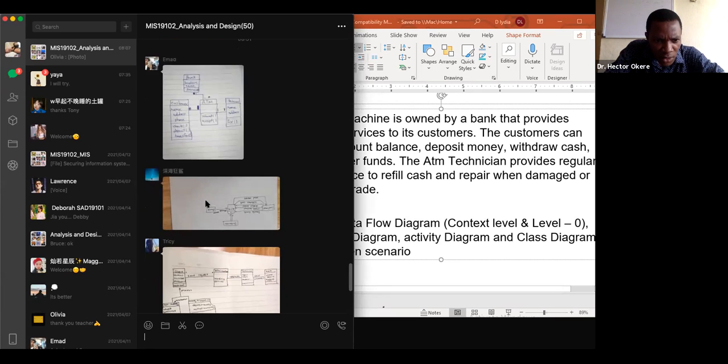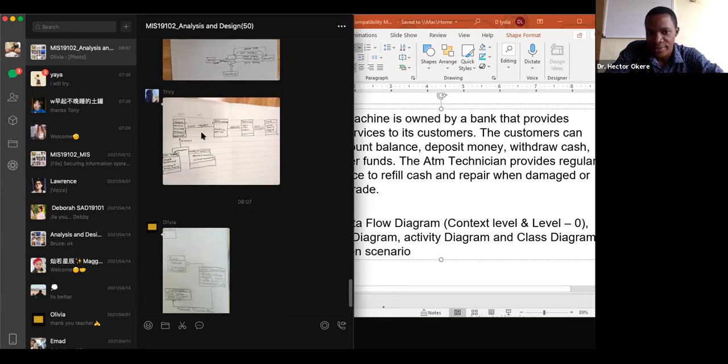I don't know this person, his name is in Chinese, I can't read it. And you are giving me data flow diagram. Please, please, please pay attention. You're giving me context level diagram. I asked for class diagram, okay?